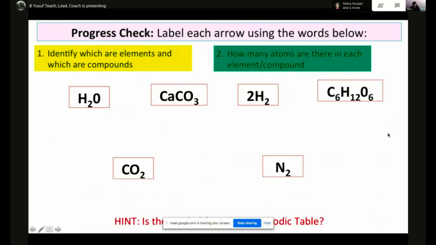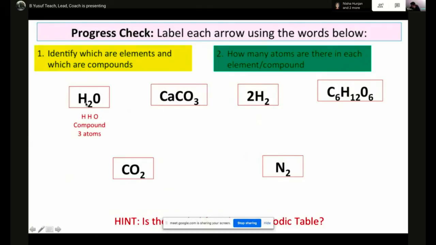I'm going to give you a hint. If you're really struggling and you've got a copy of the periodic table, which of these elements by themselves can you see on the periodic table? Okay, let's go through the answers.